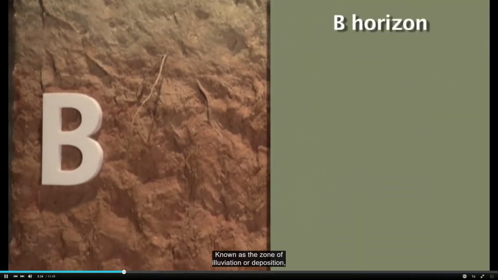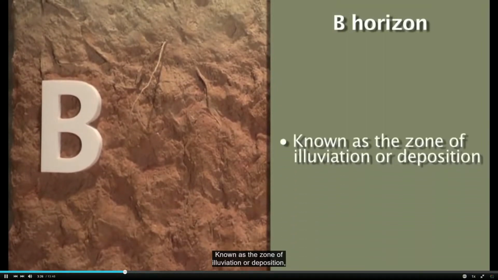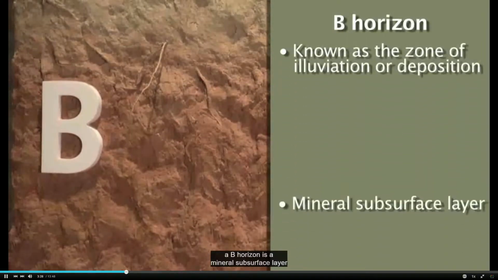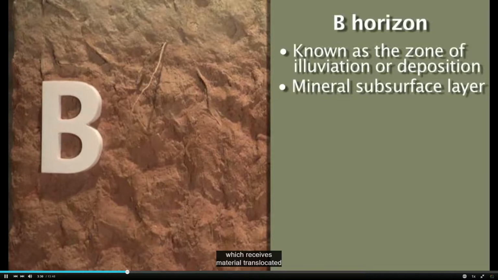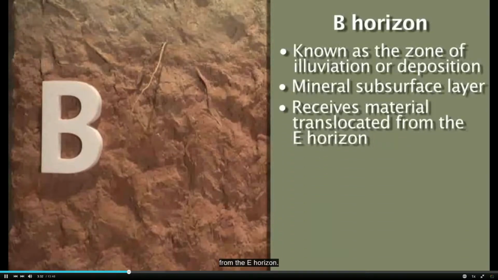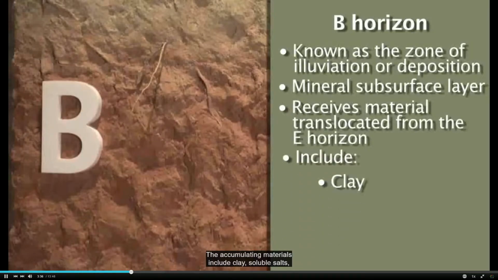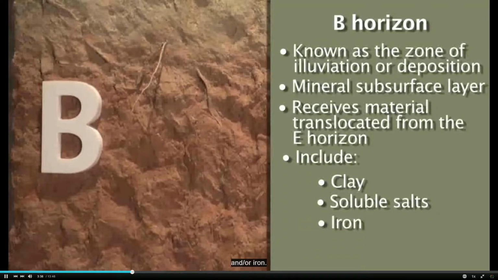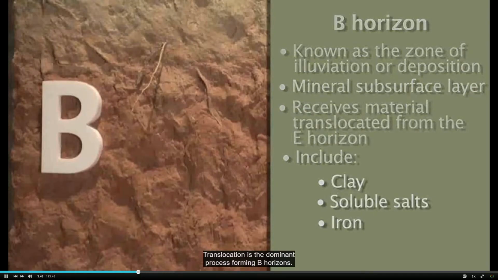Known as the zone of illuviation or deposition, a B horizon is a mineral subsurface layer which receives materials translocated from the E horizon. The accumulating materials include clay, soluble salts, and/or iron. Soil erosion may cause overlying horizons to be stripped, leaving a B horizon at the surface. Translocation is the dominant process forming B horizons.